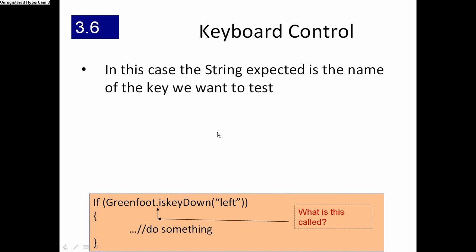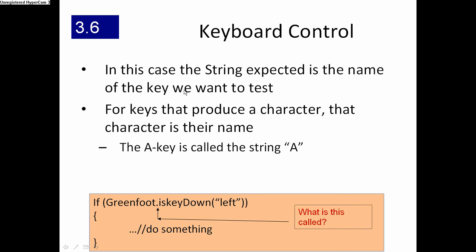Quotation marks. So for the key, in this case, the string expected is the name of the key that we want to test. For the keys that produce a character, that character is their name. So for example, the A key is called A, and so on and so forth. So we're going to do the code if Greenfoot.isKeyDown left, that's going to be the left arrow on your keyboard, and then we're going to do something.